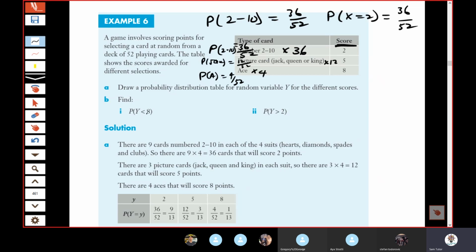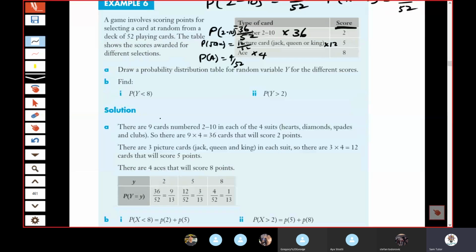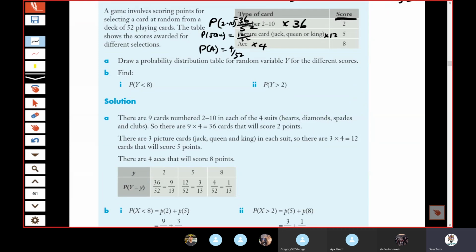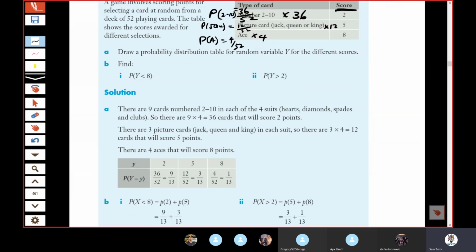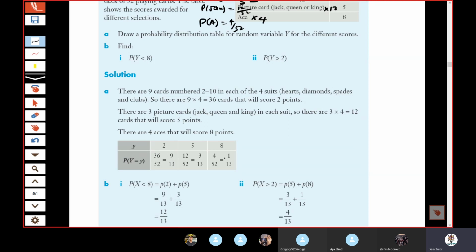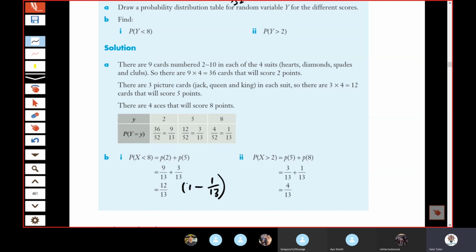Find the probability that your score will be less than 8. Well, the probability of you scoring less than 8 would be the probability of you scoring a 2 or a 5. Simple. 12 out of 13, which makes sense because the probability of getting an 8 is 1 out of 13. The probability of getting less than 8 would be 1 minus 1 on 13. Do you guys get that? Opposite. You've got to know the contrary events, the complementary events. So 1 minus getting an 8 would be getting less than 8.